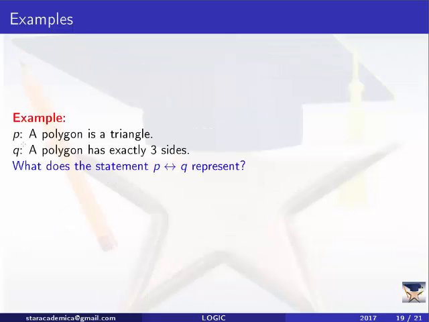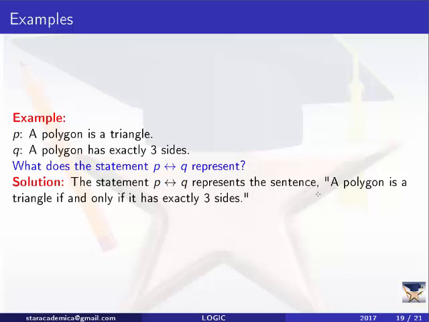Okay, another example. Let P be the proposition a polygon is a triangle, and Q a polygon has exactly 3 sides. What does the statement P if and only if Q represent? This says a polygon is a triangle if and only if it has exactly 3 sides. That's what it means.